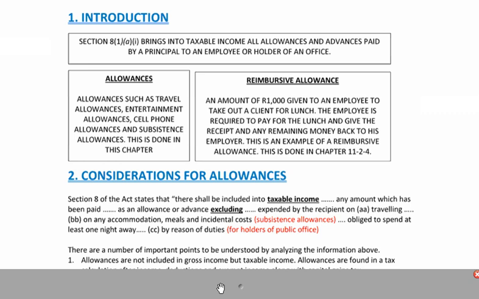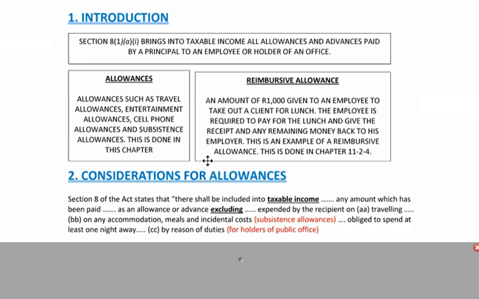So considerations for allowances. Where I'm going to start off is with Section 8 of the Act. Section 8 of the Act deals with allowances and what you need to do with them. I've paraphrased, so where there are a few dots, I've left out a little bit of the sections, but I've put down the most important parts just to give you an overview. It says Section 8 of the Act states there shall be included into taxable income. And it's very important that it says taxable income. This is not gross income we're dealing with.